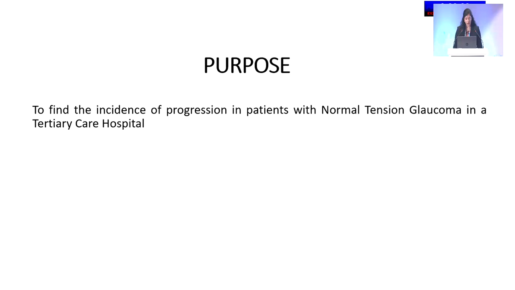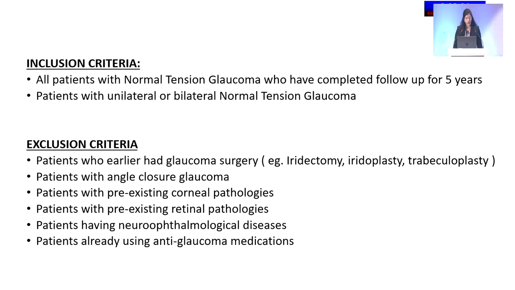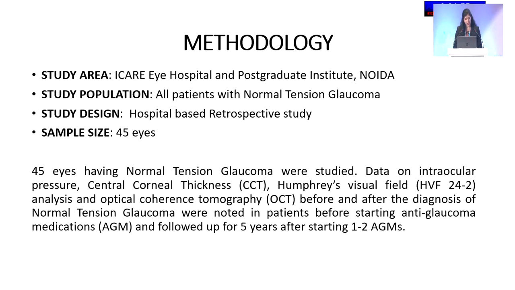a tertiary care hospital. Inclusion criteria: all the patients with normal tension glaucoma who have completed follow-up for 5 years, patients with unilateral or bilateral normal tension glaucoma. Exclusion criteria were patients who had earlier received glaucoma surgeries like iridectomy, iridoplasty and trabeculoplasty, patients with angle closure glaucoma, patients having pre-existing corneal or retinal pathologies, patients having neuro-ophthalmological diseases, and patients who were already on anti-glaucoma medications.